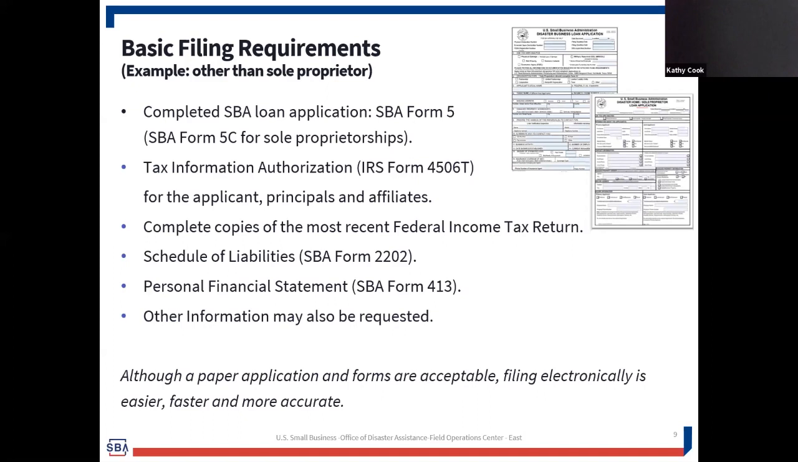If you're a corporation, then you think, how many tax returns do we file? We have 3 people with 33.33% ownership in the corporation and the corporation. So each of the 3 principals and then the corporation itself. We're asking for the most recent federal income tax returns. We're asking for your liability so we know what your obligations are. The personal financial statement is also included in this.